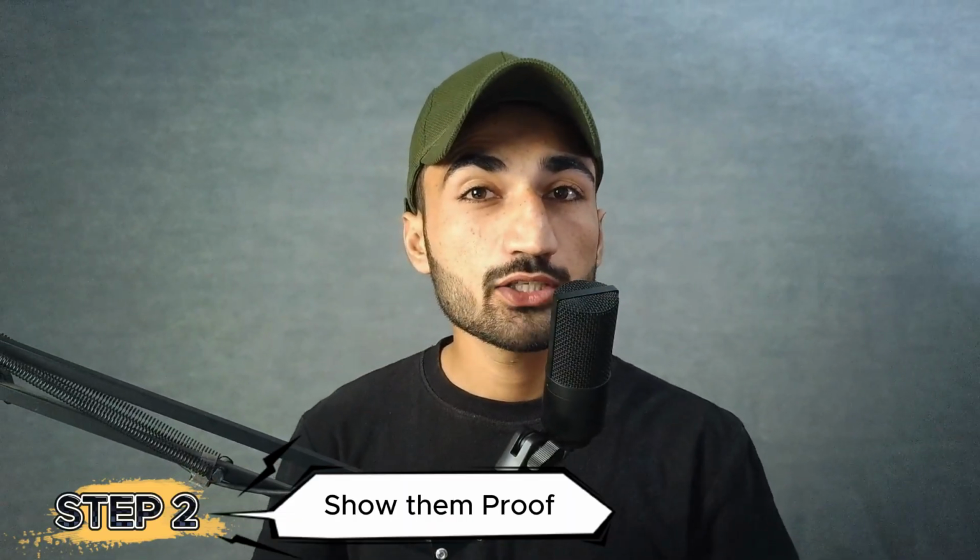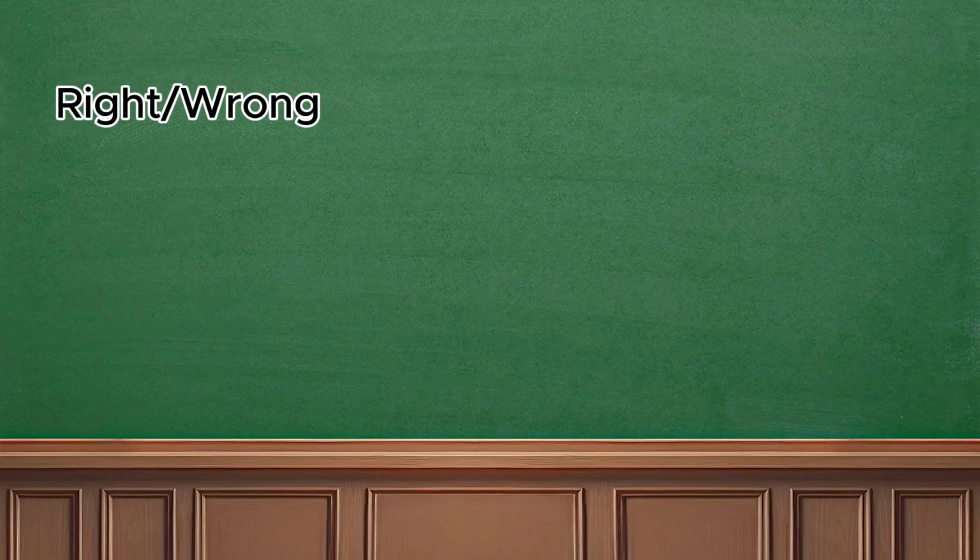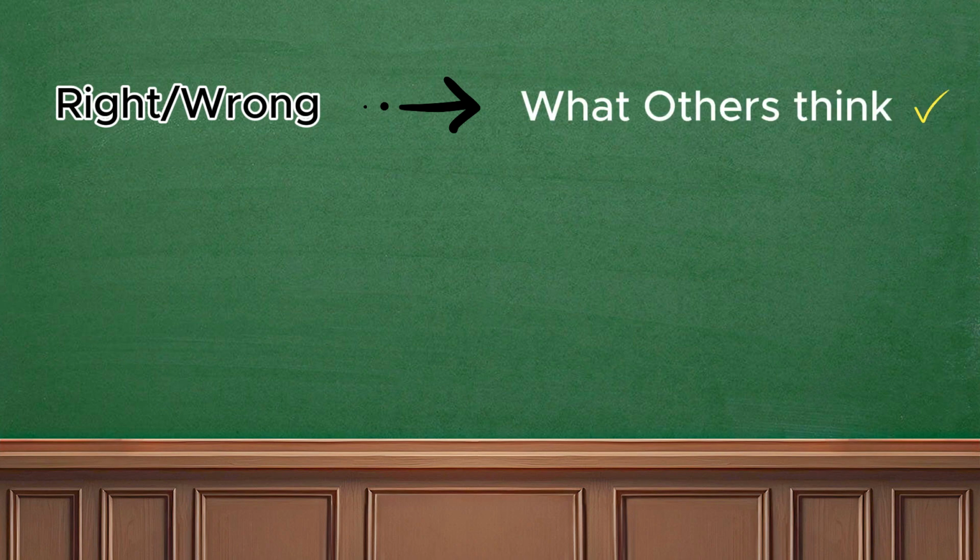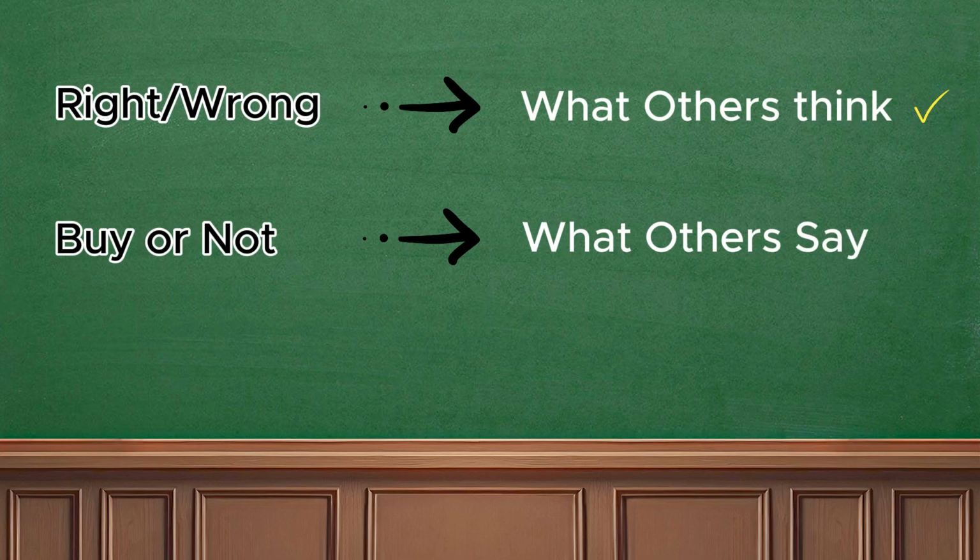And that takes us to our step number 2, which is called show them proof. And you know what's something interesting about us? For deciding what's right or wrong, we like to see what other people think about that. And similarly, to make a decision about buying a product or service, we like to see what other people say about that. And this is what we are going to do here.